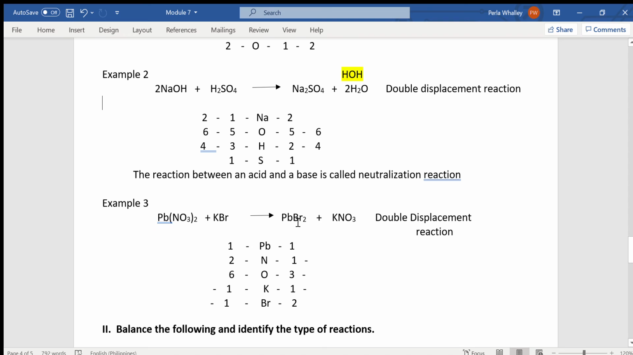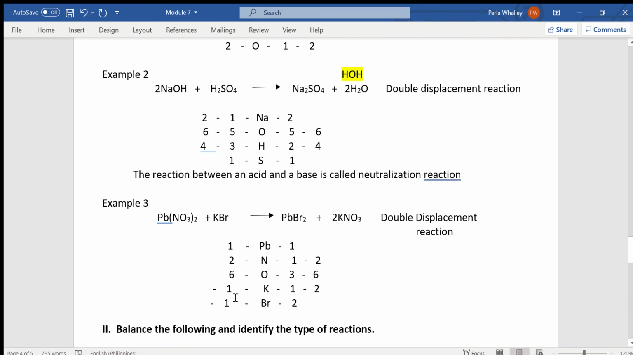Next, we have lead 1, bromine 2, nitrogen 3, and potassium 1. Okay, so where are the lacking atoms? Here, we have it here. Because nitrogen is here, and oxygen. So we will try the lowest number, 2. Potassium will become 2. And then nitrogen will become 2. And oxygen will become 6.